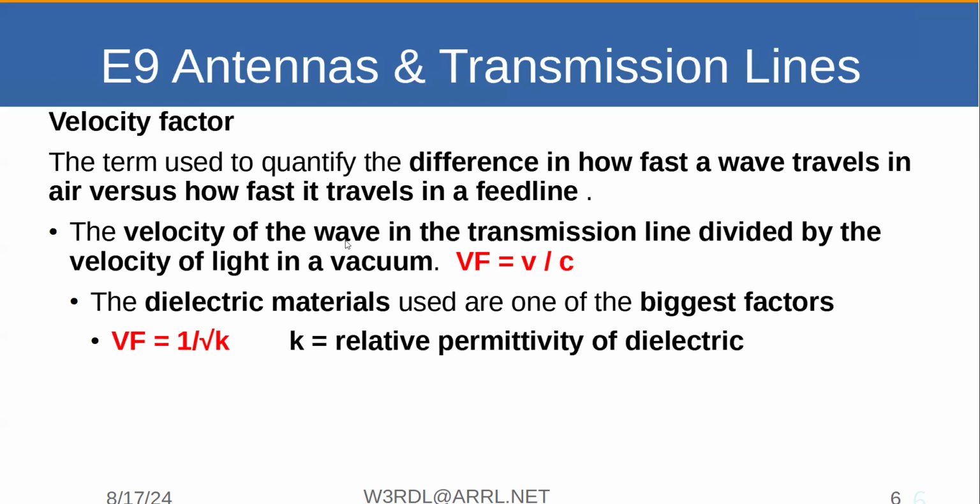And this is just more of the same stuff that I already talked about. So it's the ratio of the speed of light in free space to the speed of the wave in the medium. And it's affected by the dielectric materials surrounding the conductor, and between the conductors, in the case of coax or even twin lead, like on this ladder line, the dielectric is this plastic material that separates them.